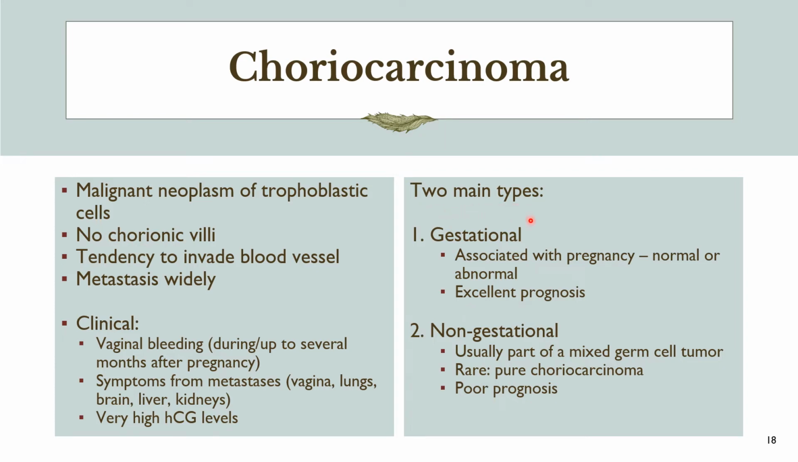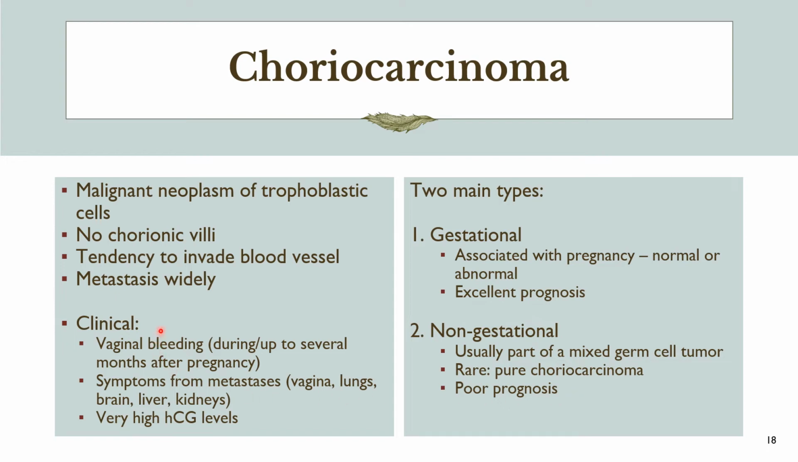The first one is the gestational type that is associated with pregnancy, normal or abnormal one. Most likely it is the complete molar pregnancy. They usually have excellent prognosis compared to the other type, the non-gestational, that usually bears poor prognosis.